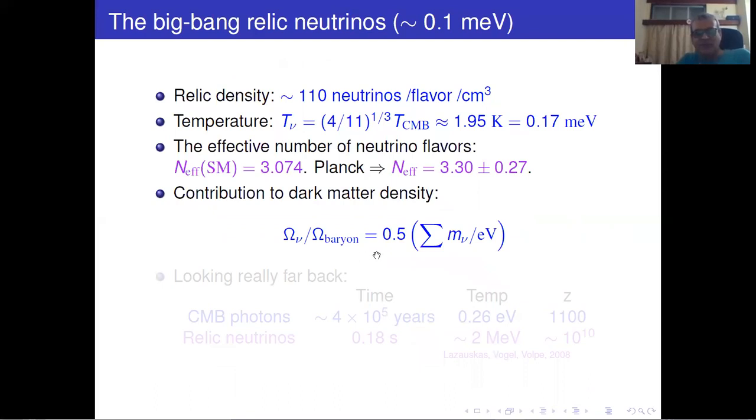Just to get some idea of what we are looking for, we know that the relic density of neutrinos is about 110 neutrinos per flavor per cubic centimeter. The temperature of the neutrinos can be calculated simply as a factor of the cube root of 4/11. This comes from calculations. It turns out that the temperature of these neutrinos is about 1.9 Kelvin, which means the average energy is like 0.17 milli electron volts.